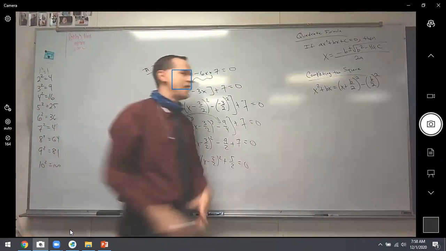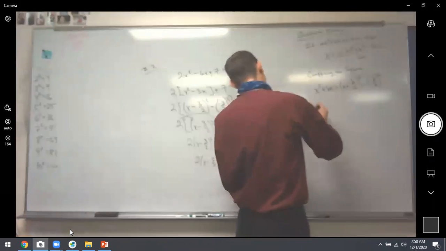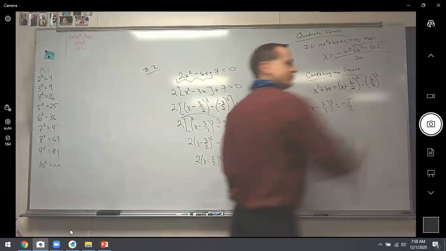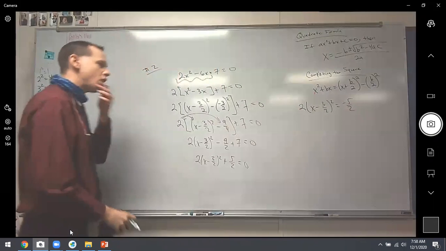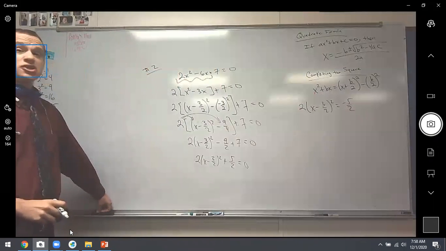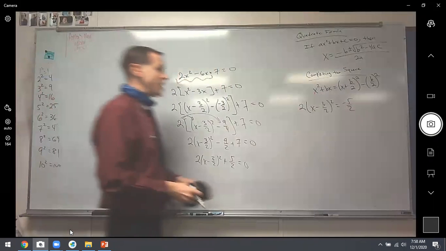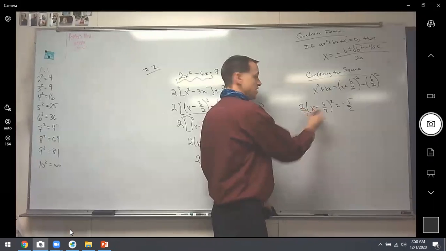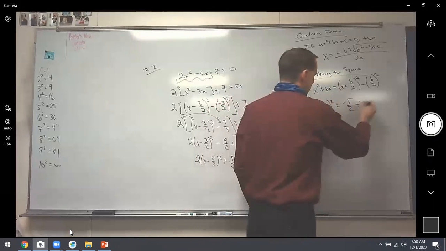We'll move the 5 halves to the other side. And if you move the 5 halves to the other side, then it becomes a negative 5 halves right there. We're slowly getting this thing by itself. There's a 2 in front, though. How should we deal with that? Well, let's divide by 2. So we'll divide this side by 2, and we'll divide this by 2.